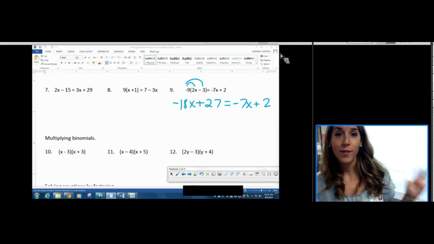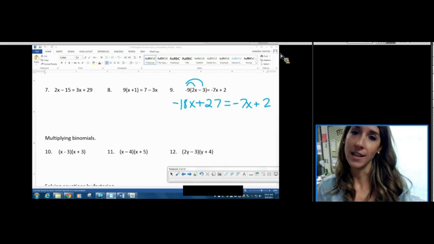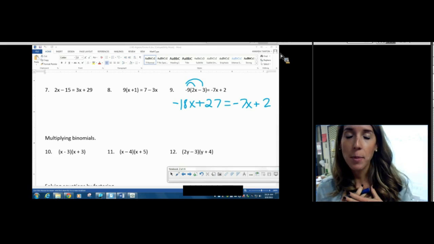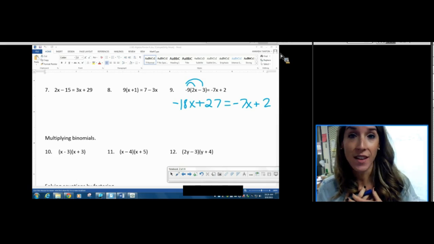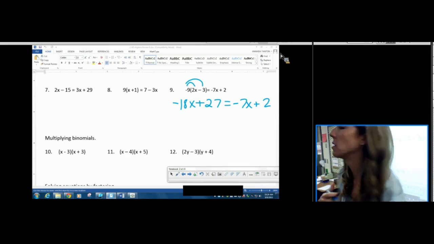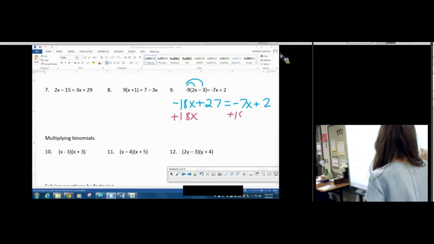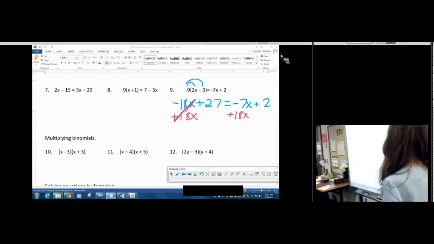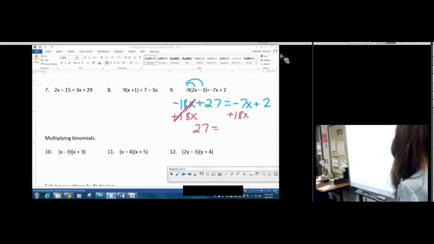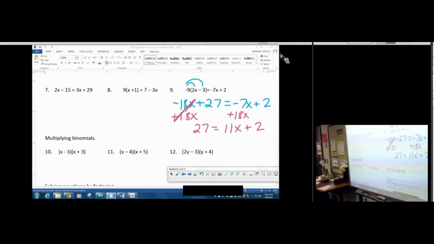Now, we want to get all of our x's on one side and all of our integers on the other side. I personally love when x is positive. So I'm not going to move the 7x. I'm going to move the 18x because I want to make sure that x is positive. So I'm going to move the one that's the smallest. So I have 27 equals 11x plus 2.